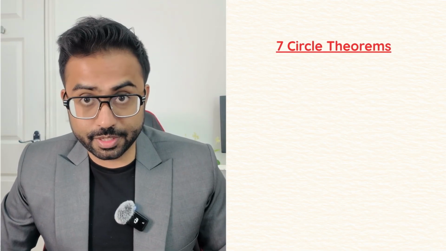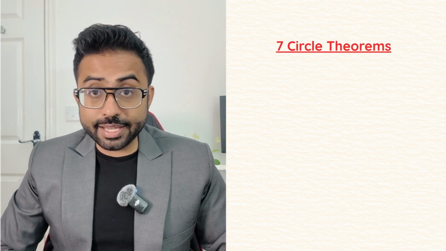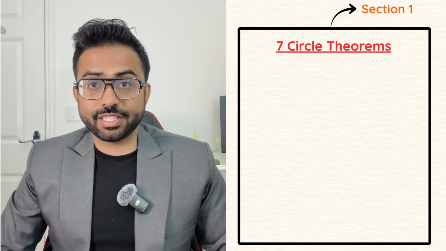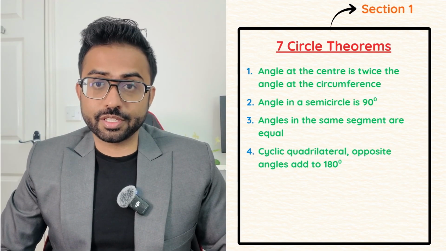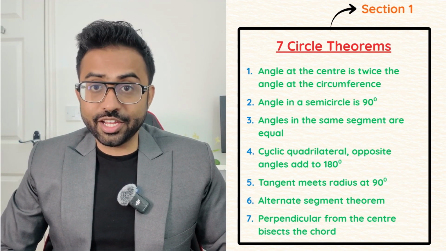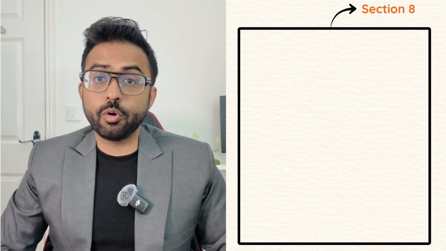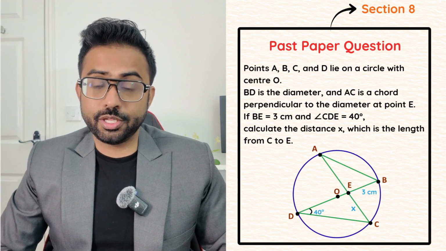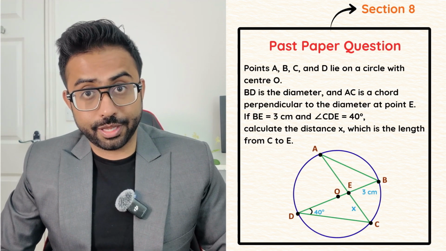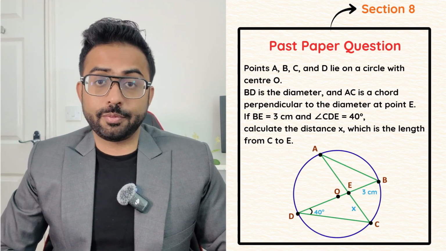Hi, welcome to my exam revision. In this video, we'll be discussing the 7 circle theorems. This lesson is divided into 8 sections. In the first 7 sections, we will go through each of the 7 circle theorems one by one, and I'll show you a fully worked example for each. In the 8th and final section, we'll work through a proper past paper style question that combines more than one theorem together, because that's exactly how these come up in your exam.